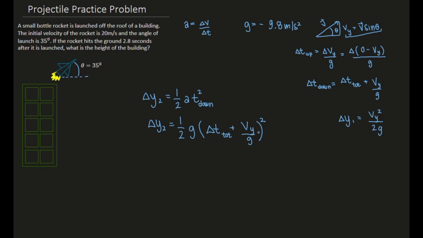So when we actually calculate the height of the building, the height of the building is going to be the change in y2, the overall height from when it reaches its top, minus that change in y1, that height that it took as it traveled above the building. So that difference is going to be the height of the building.